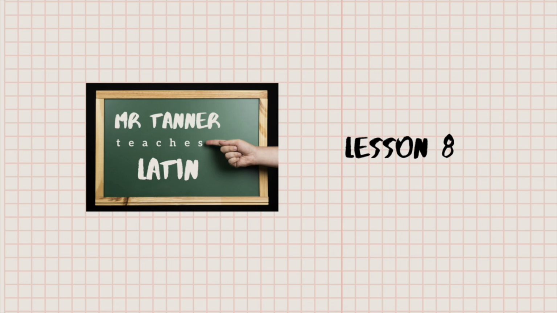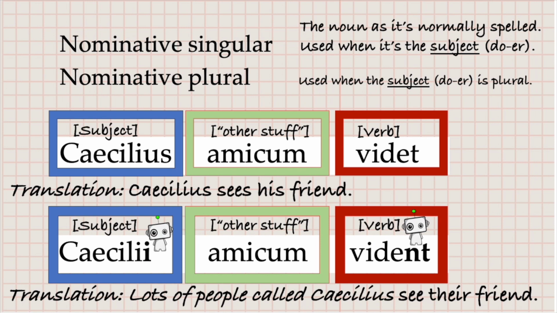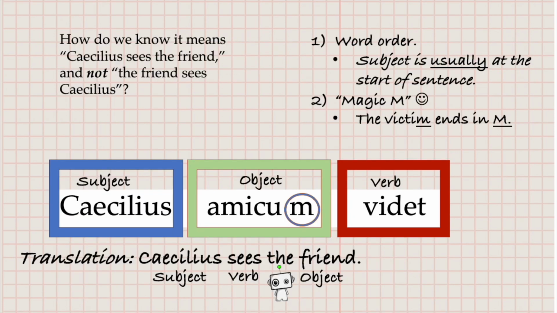So, our last video was all about the accusative singular and an implied subject. Today we're going to be looking at the accusative plural. But first here's a recap about nominative singulars and nominative plurals. Caecilius amicum videt is Caecilius sees his friend, and Caecilii amicum vident is lots of people called Caecilius see their friend. We've seen the nominative plural endings for all three declensions already. So, now we're going to be thinking about the accusative plural.